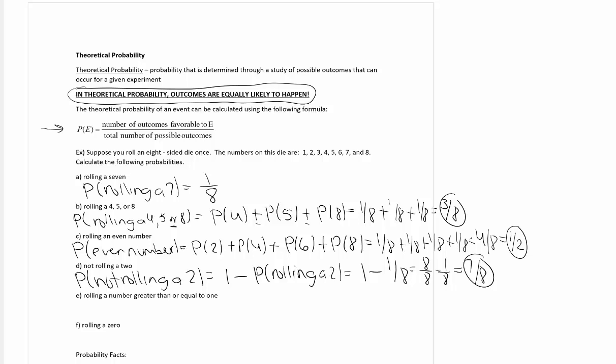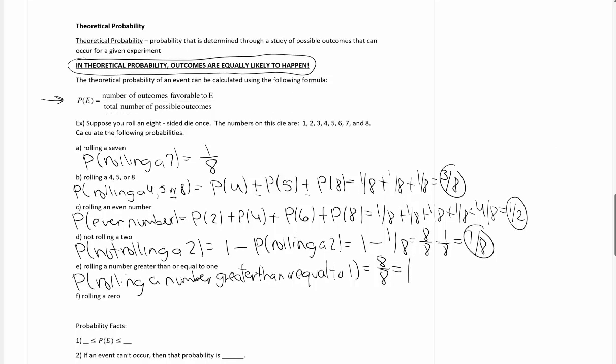Okay, the probability of rolling a number greater than or equal to 1. Well, that's 1, 2, 3, 4, 5, 6, 7, or 8 at that particular stage. So let me write this out. Well, that's 8 out of 8, which is 1. So that seems guaranteed to happen. The probability of rolling a 0, well, there is no 0 on an 8-sided die, so that's 0 divided by 8. And of course, I can simplify that to be 0. So that doesn't seem like that will ever happen with this die.